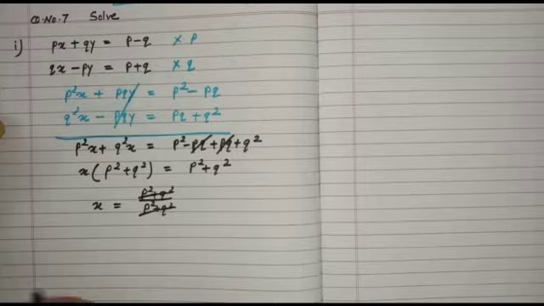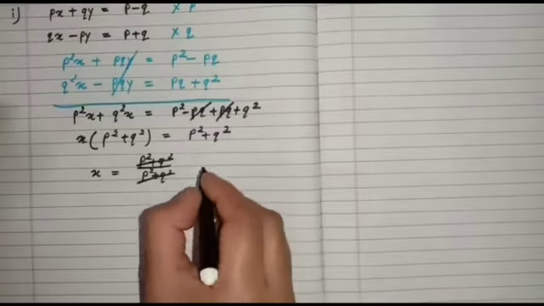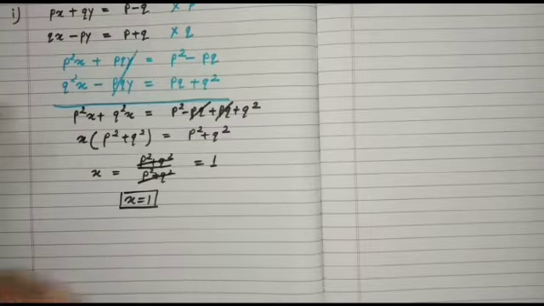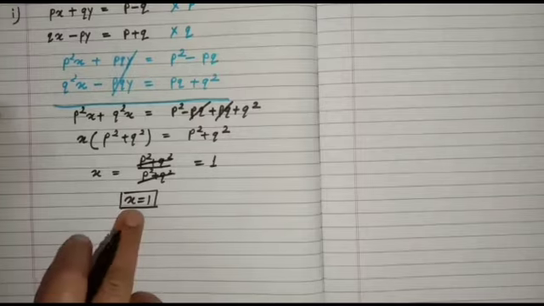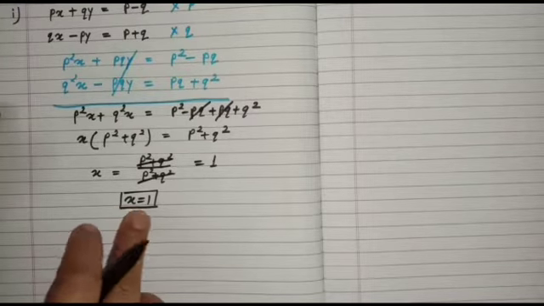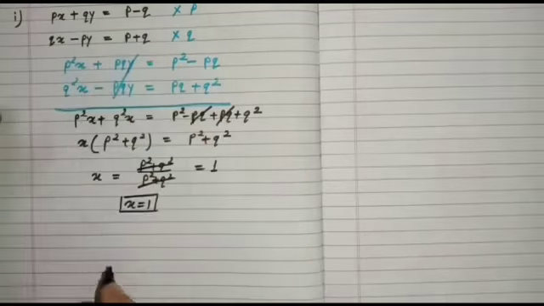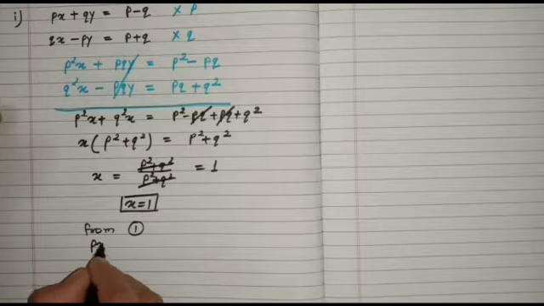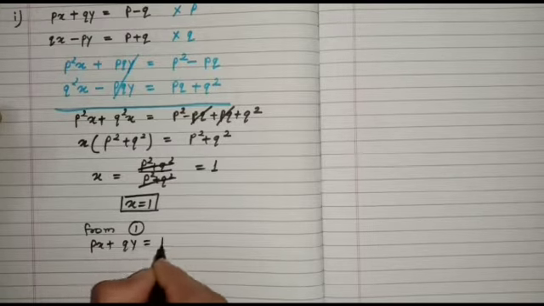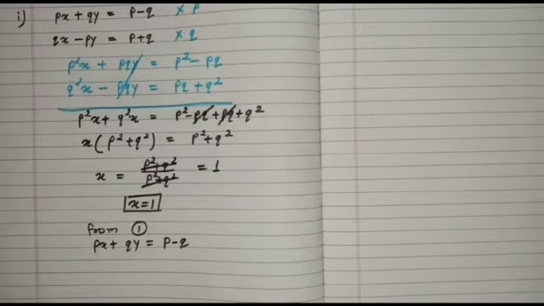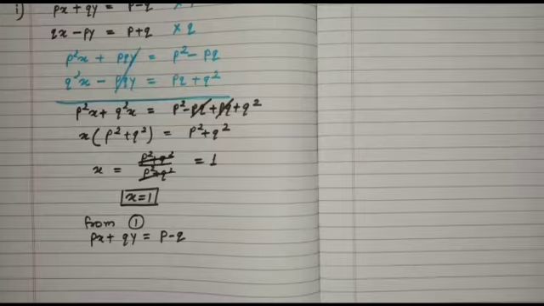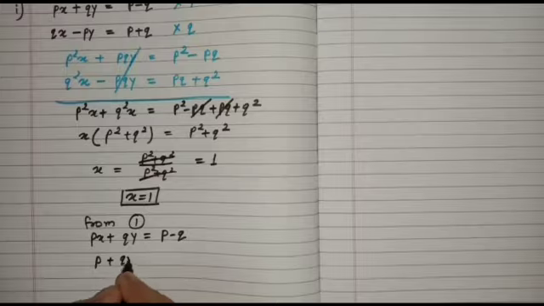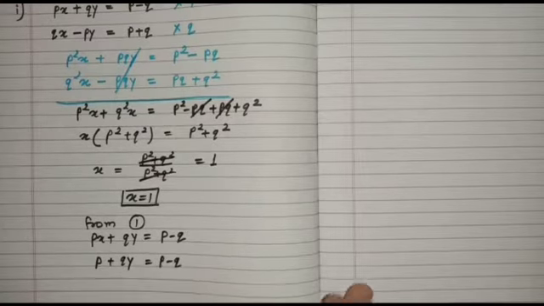P square plus q square cancels with this p square plus q square, and we will get 1. So the value of x is 1. Now we will find the value of y with the help of this value of x. We will substitute this value in any of the equations, from 1, px plus qy equal p minus q, and we substitute x equal 1. We will get p into 1, it means p plus qy equal p minus q.